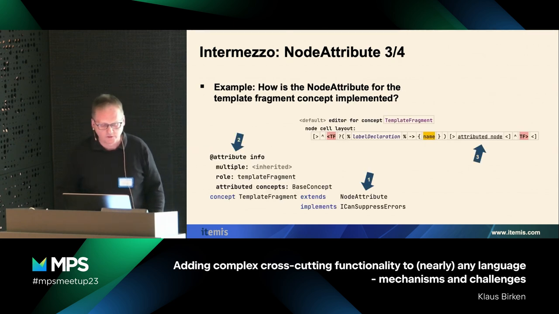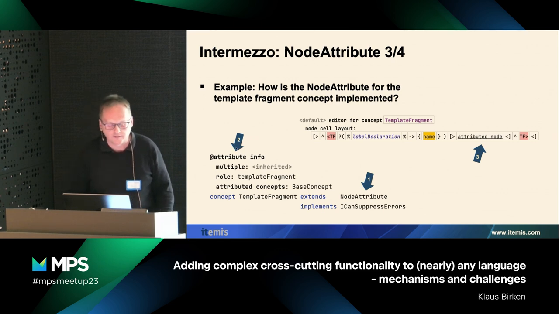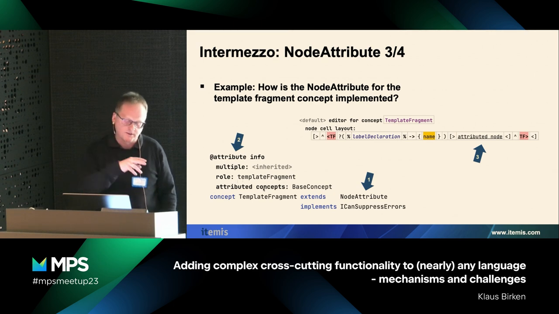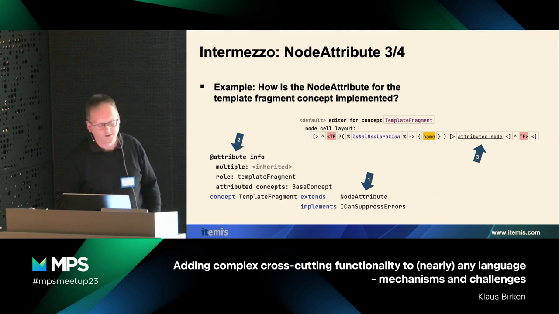So how do you do it? First of all, you create the concept, and this doesn't extend base concept, but it extends node attribute. Then a checking rule will inform you that you have to add this attribute info element. Now you have to specify what's the role of this annotation in the owning concept, and also which concepts you can use to add your attribute to. In this case, it's very generic: it's a base concept.